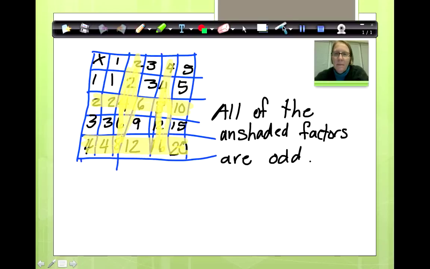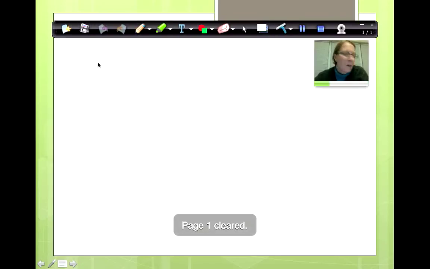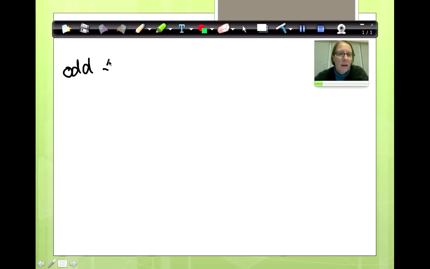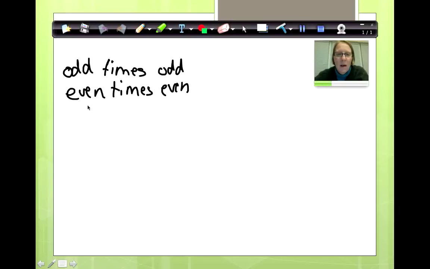I want you to look at something else. Okay. Now, it's got these rules. Okay. Now, we need to know what an odd times an odd is. We need to know what an even times an even is. And we need to know what an even times an odd is. These are rules. Alright, well let's see if we can figure out by using an example.